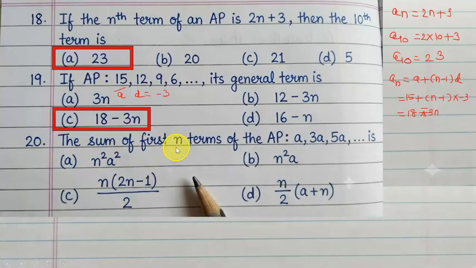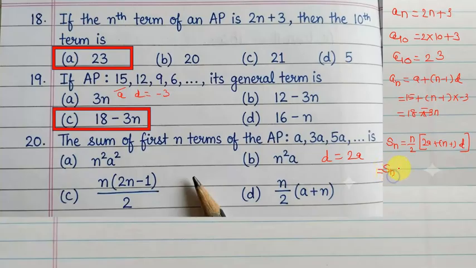Next, the sum of the first n terms of an AP is, now here the first term is a, the second term is 3a. Therefore, what is the common difference? d is equal to 2a. We want to find out the sum of the first n terms. Therefore, Sn is equal to n upon 2 in bracket 2a plus n minus 1 into d. This is the formula.